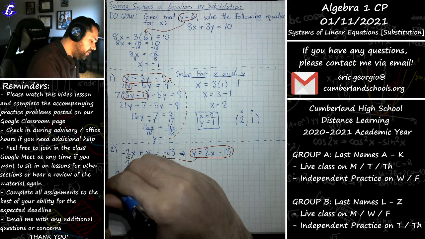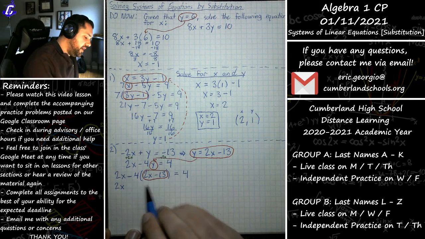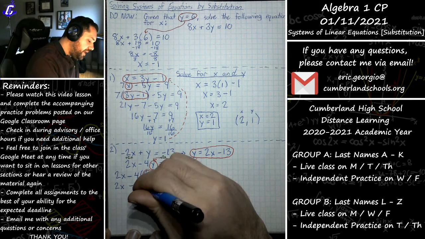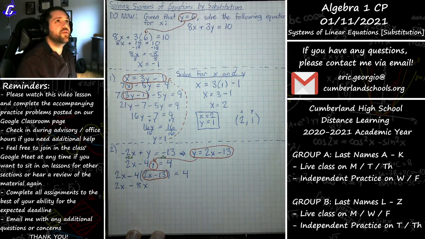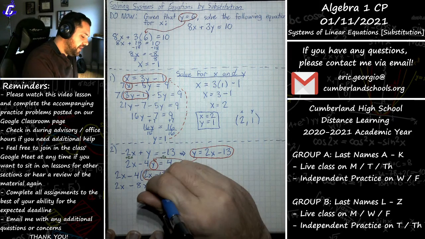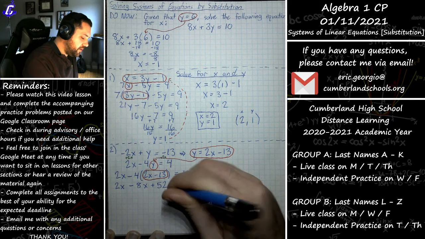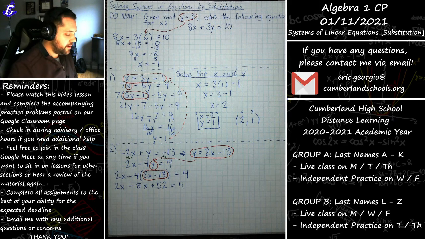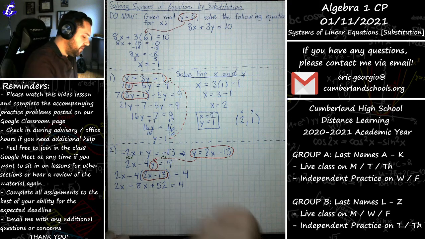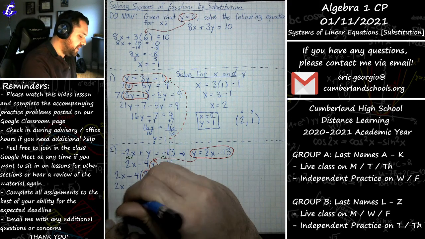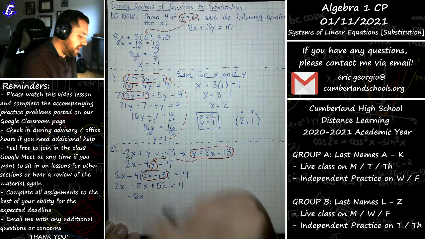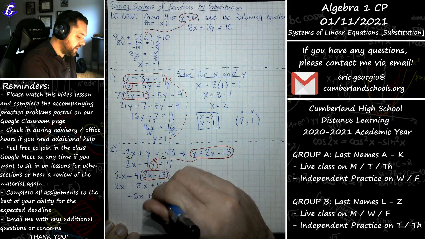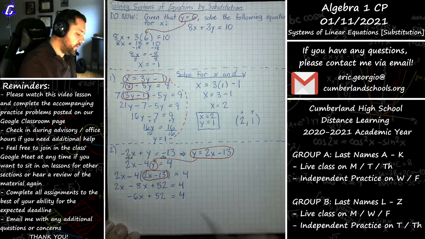We can say that 2x, distributing here, minus 8x, negative 4 times negative 13, ooh, mental math, plus 52 is equal to 4. We should be able to solve this no problem. We can say 2x minus 8x, that's going to be negative 6x. Right? If I have 2 x's and take away 8 of them, that gives me negative 6 of them. It's a little combining like terms. Plus 52 is equal to 4.